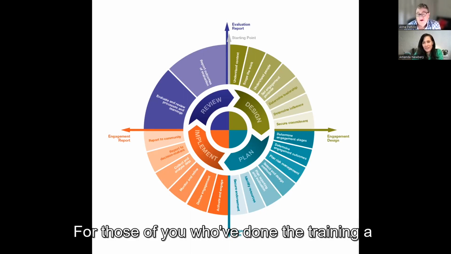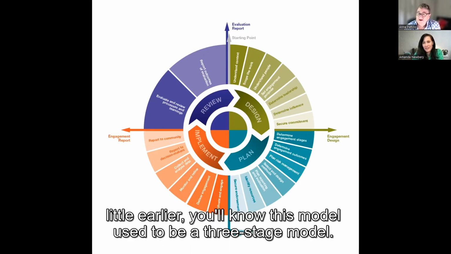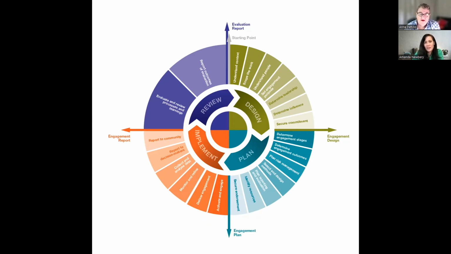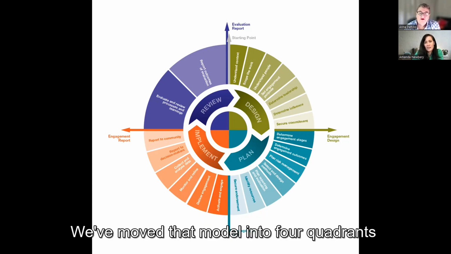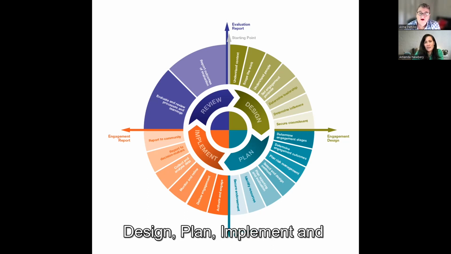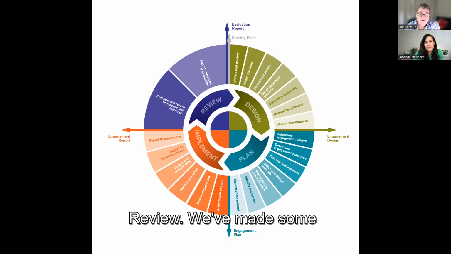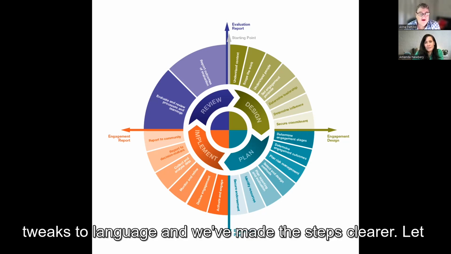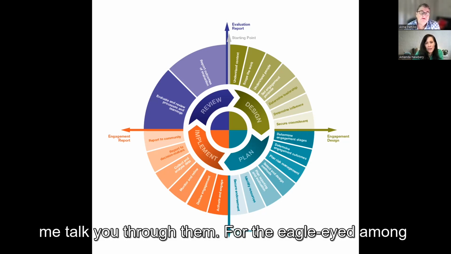For those of you who've done the training a little earlier, you'll know this model used to be a 3-stage model. We've moved that model into 4 quadrants: design, plan, implement, and review. We've made some tweaks to language and we've made the steps clearer. Let me talk you through them.